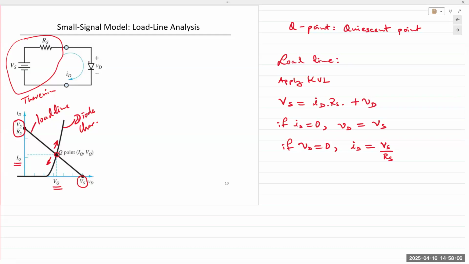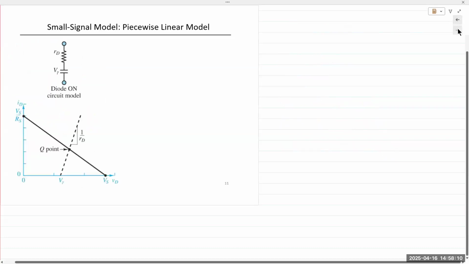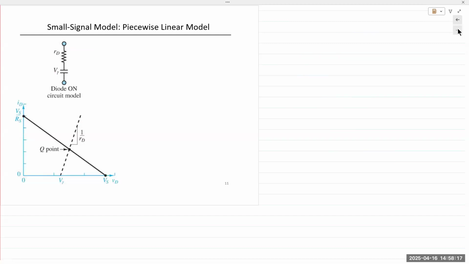I have just a few minutes left, so I'm going to go over to the next topic, which is piecewise linear analysis. In the piecewise linear model, we treat the diode as a linear device, because we are treating it in this portion. After the diode turns on, we can consider this portion to be linear. If it's linear and has a slope, that means it can be modeled using a resistance, hence diode resistance.